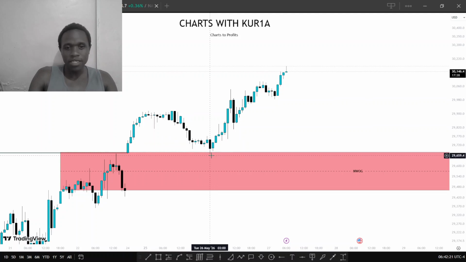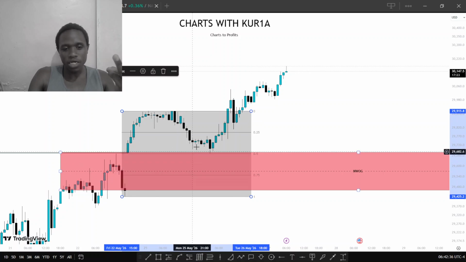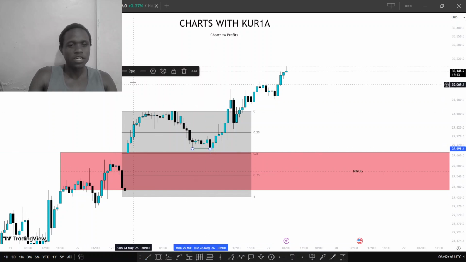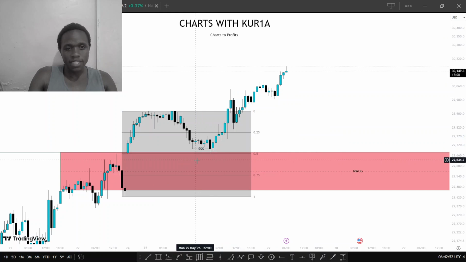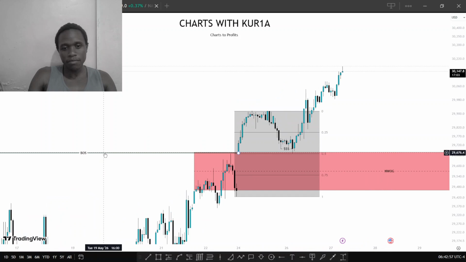It dipped into the premium side of the new week opening gap, and if you measure again, we have now dipped into the equilibrium 0.5 level. Additionally, we have swept a previous session low right here, so that becomes a liquidity sweep. So we have more than three confluences aligning. To start with, we are at a key level, the new week opening gap, number one, and also the level where the break of structure happened.